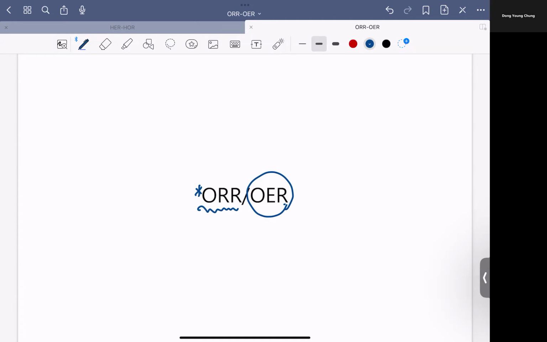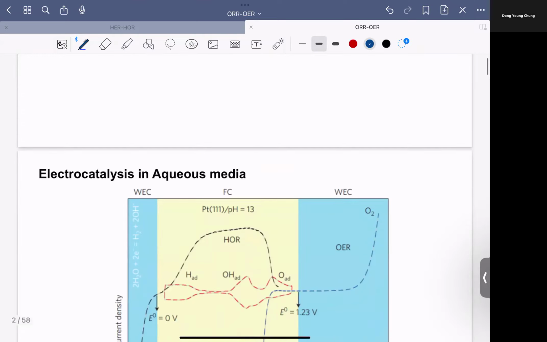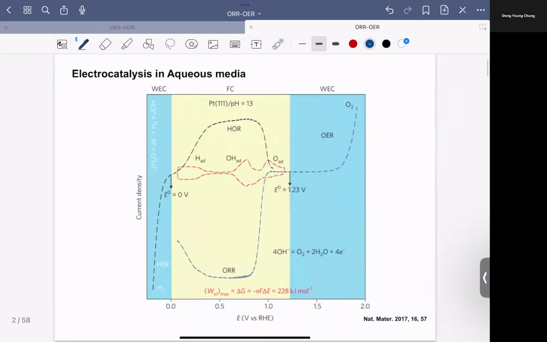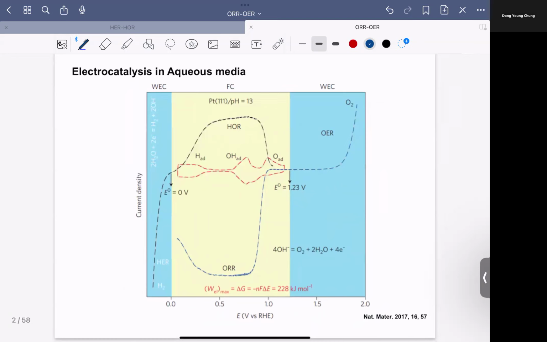And also we will discuss the major concepts that we have to think about when you measure the oxygen evolution reaction, as an example. Before we go any further, let me summarize our topics today. As I mentioned, we will focus on two reactions. One is the oxygen reduction reaction.